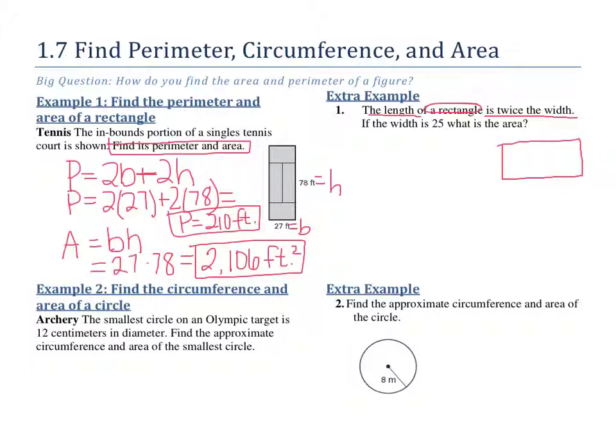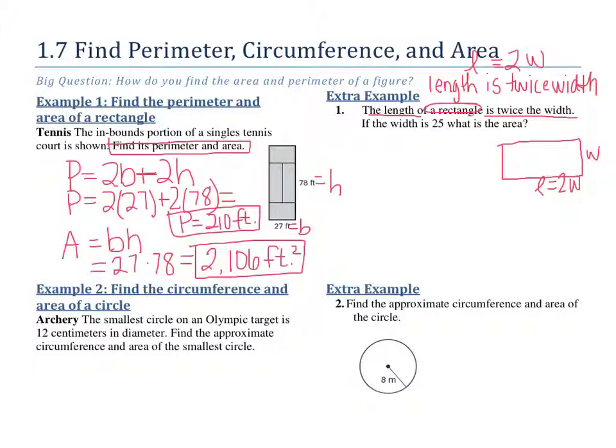So I could make the sentence length is twice width. And if you change that from a sentence in English to a sentence in math language, you could put L equals twice, means 2 times, the width is W. So if we think of this as our length and this is our width, we know for length, instead of L, we can put 2W.